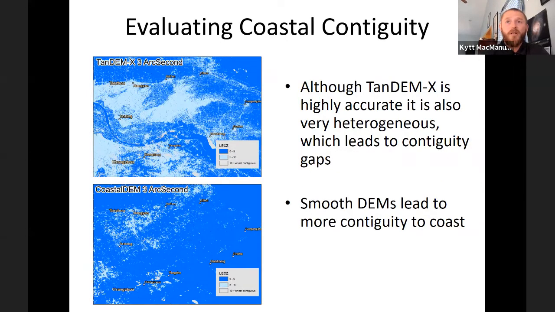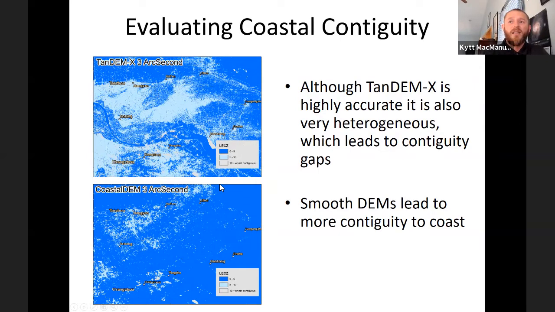More on coastal contiguity. We saw from the Hawker paper that TandemX is very highly accurate. Globally, it's considered one of the highest accuracy data sets. But TandemX is also very heterogeneous. So, it's accurate, some might say to a fault, where it's capturing things like roadways, which you can clearly see in this top image. And because it captures these things, it can potentially lead to contiguity gaps, right? It can create barriers where in reality there may or may not be barriers.